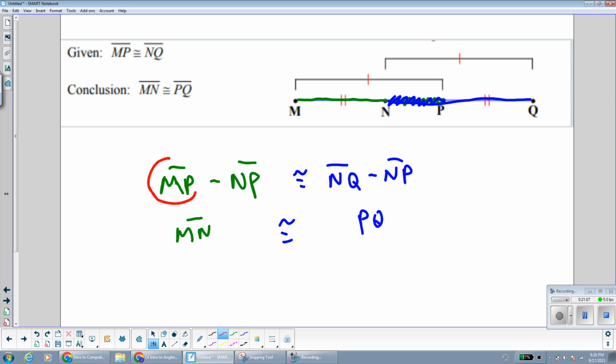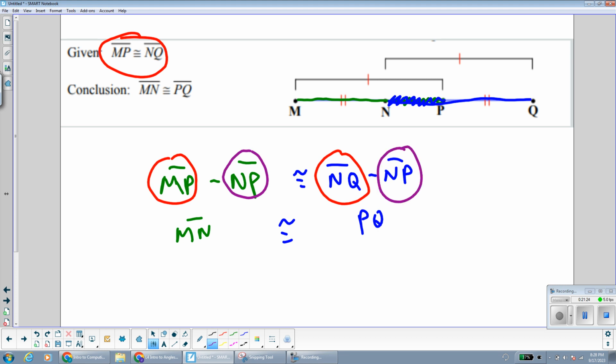Notice how we're starting with two congruent segments. We know that MP and NQ, the two long segments that we need to make smaller, are congruent because that was given to us. And notice how we're subtracting something congruent from each one. NP is congruent to NP because of the reflexive property. Anything is congruent to itself. Since we're starting with congruent and subtracting congruent, the differences that we get, MN and PQ, will also for sure be congruent to each other.